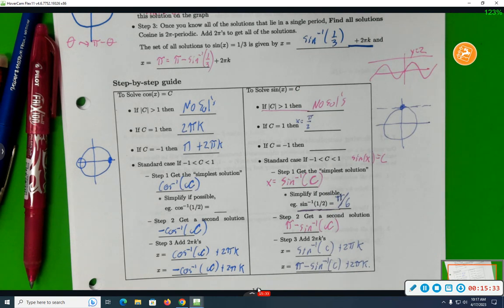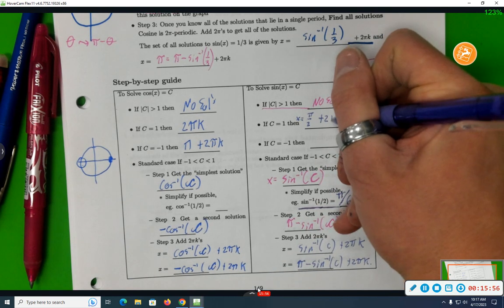In fact, is that the only point on the unit circle that gives you a y value of 1? Yeah, it is. So that somehow means that you should not see two infinite families of solutions, but just one. So all of the solutions will correspond to that point. All the solutions will be given by pi over 2 plus 2 pi k.